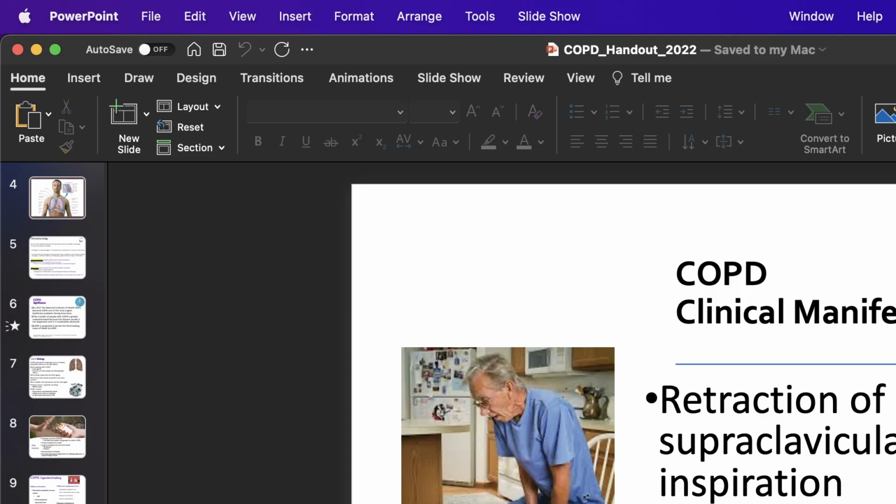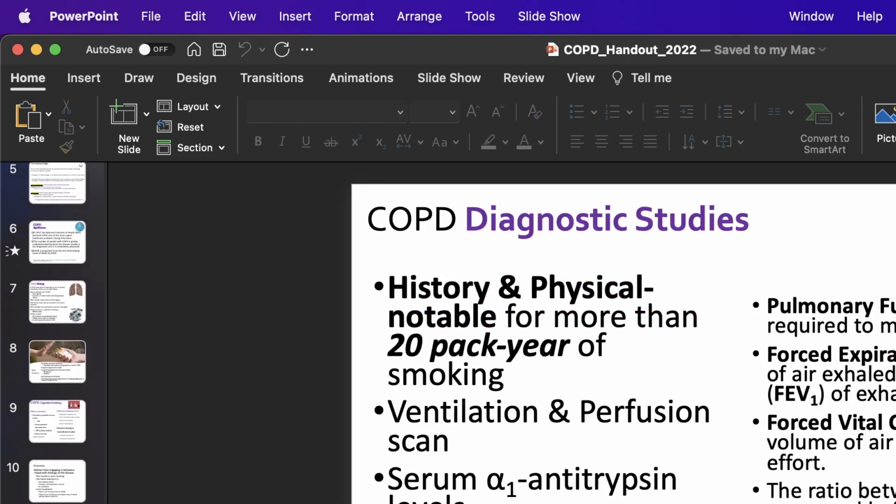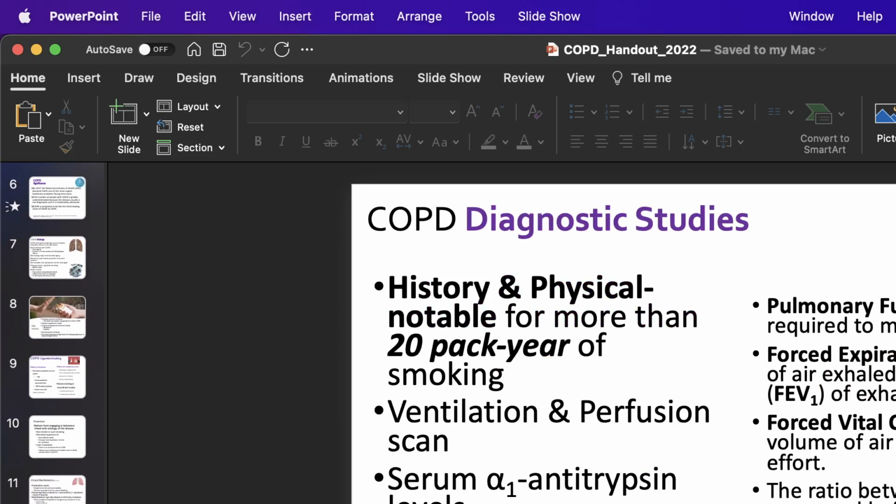All right, so ventilation and perfusion, they will have a mismatch with ventilation and perfusion. This just basically reflects how well the lung tissue is being ventilated or not. The serum alpha-1 antitrypsin, that's that weird thing that runs in families. It's a genetic thing, but it's only about 1 to 3% of the cases. But they certainly are more predisposed to the development of COPD because they don't have that protective protein for their lungs.